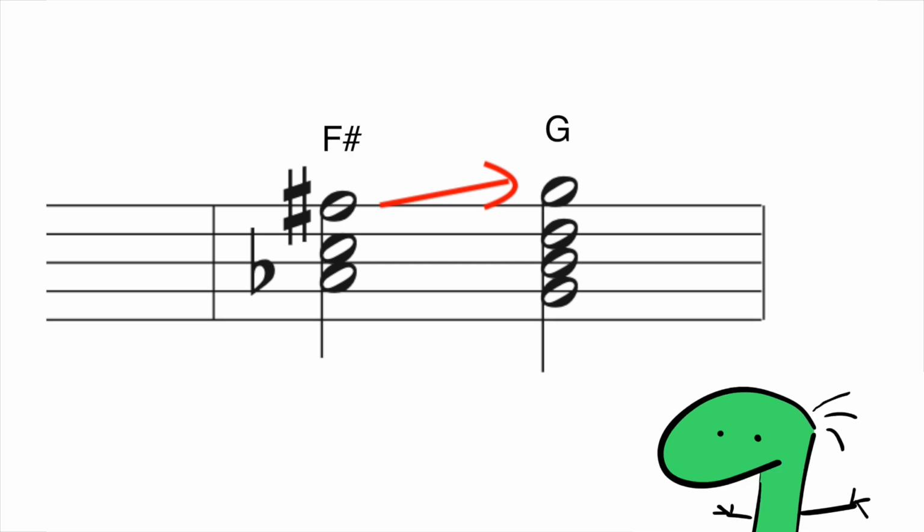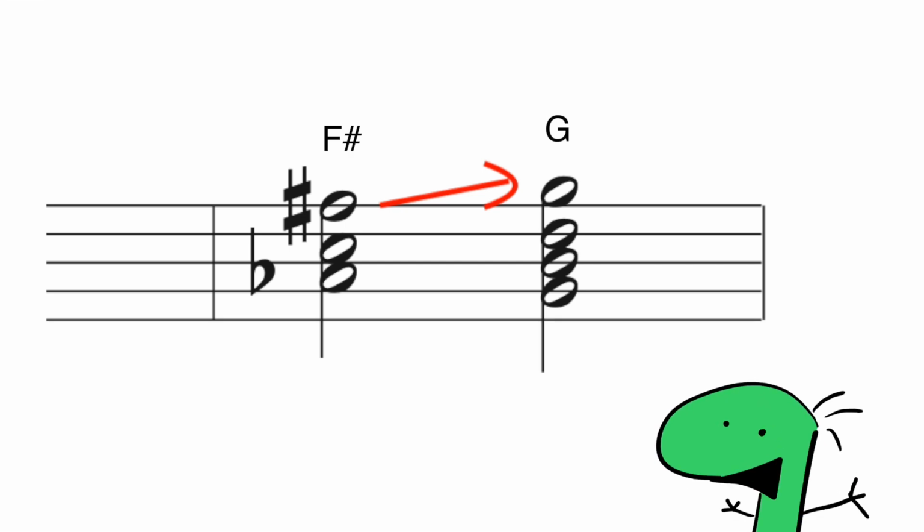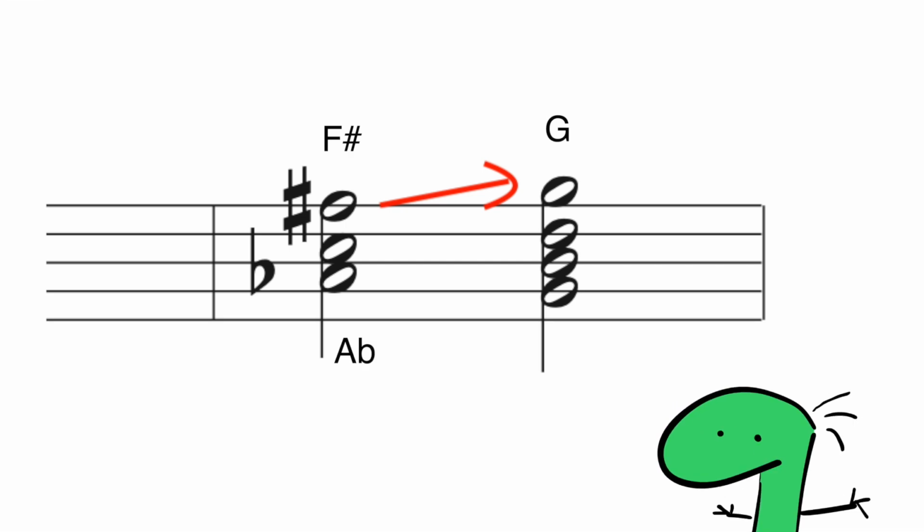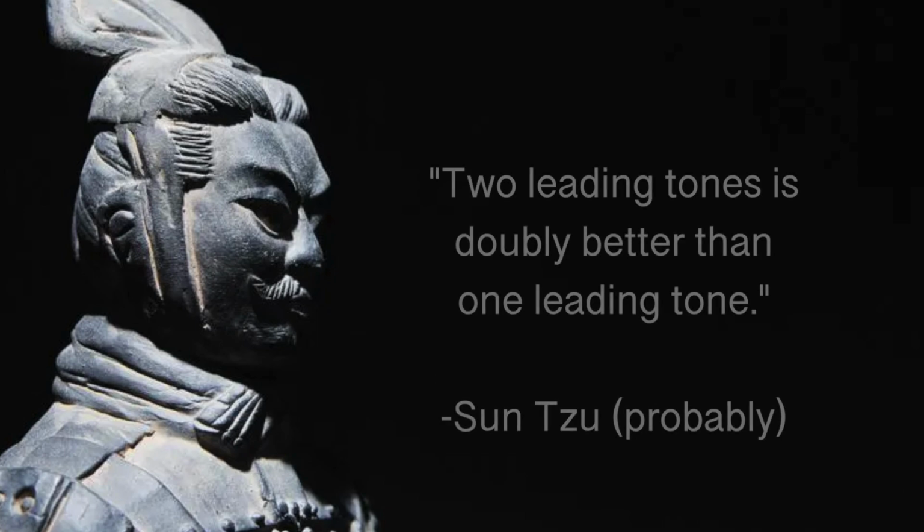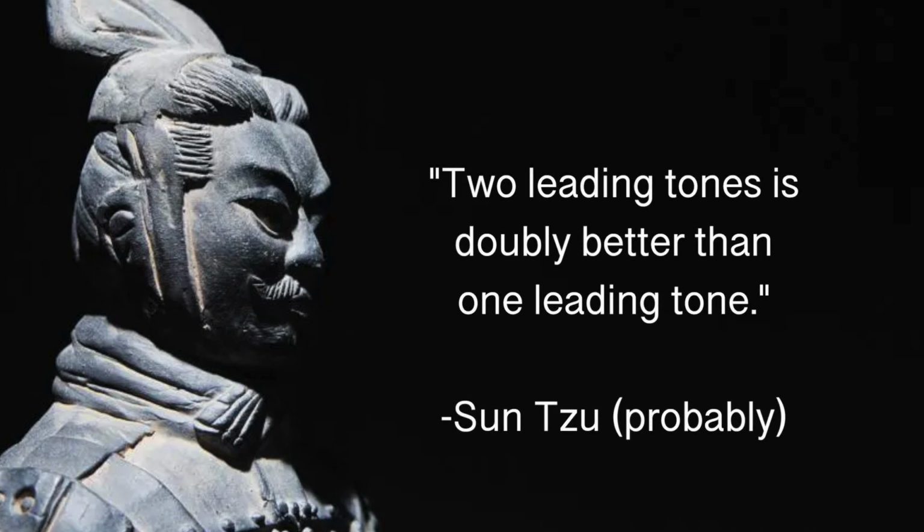Likewise, the lower note of our augmented 6th, being A flat, is also a half step away from G. Just like a leading tone, but it's just opposite. As the great Sun Tzu always put it, 2 leading tones is doubly better than 1 leading tone.